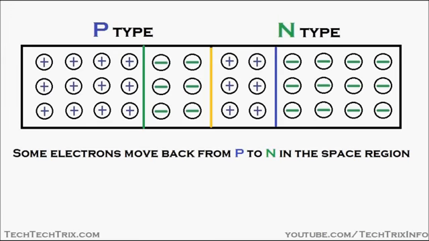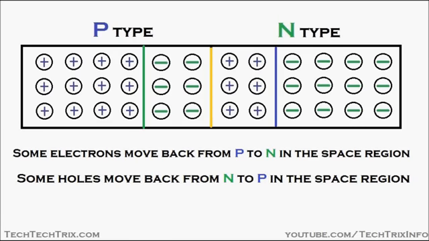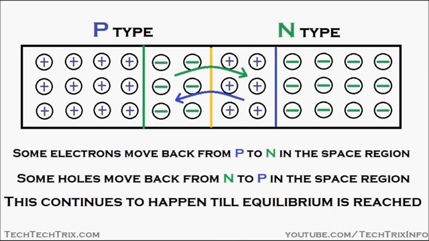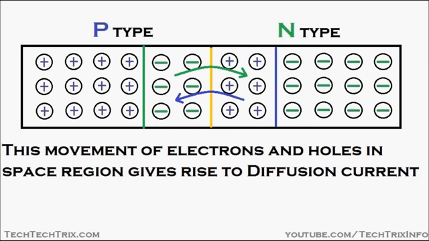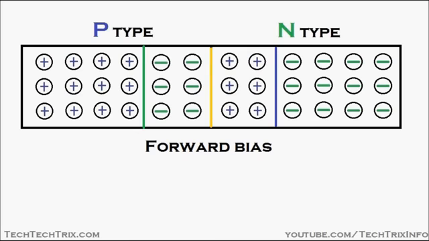Some electrons move back from P to N in this space charge region, and some holes move back from N to P in this space charge region. So it moves back also, and this continues to happen till an equilibrium is reached in this region. This movement of electrons and holes in the space charge region gives rise to a current, and this current is called diffusion current. Now let's see forward bias.